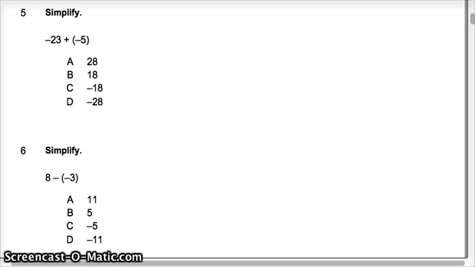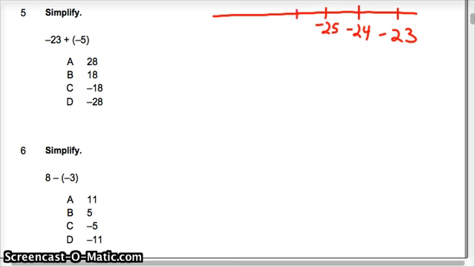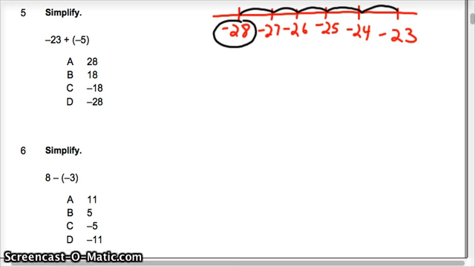Number 5, I'm at -23, and they want me to count backwards 5. 1, 2, 3, 4, and 5. -28.